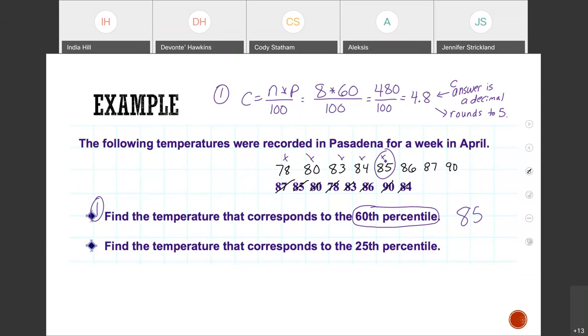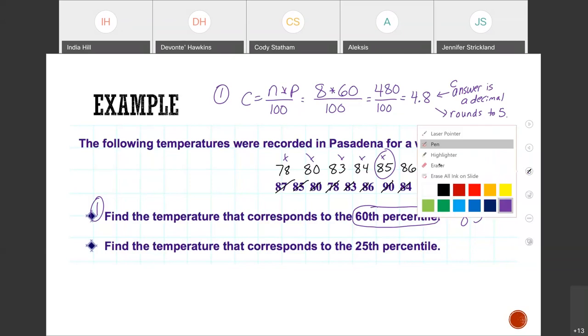All right, are we okay with that? All right, so let's look at the other one.